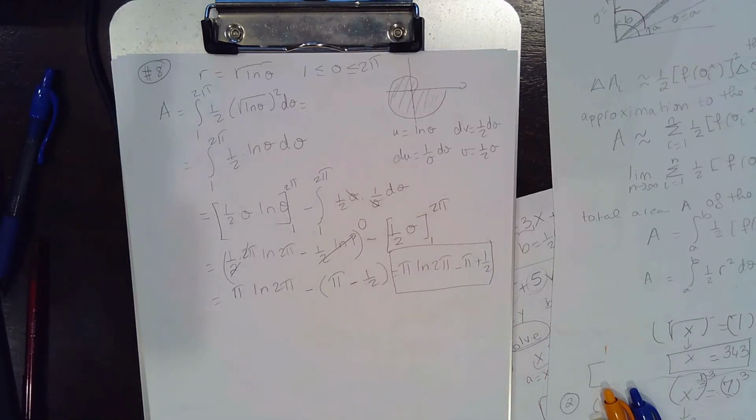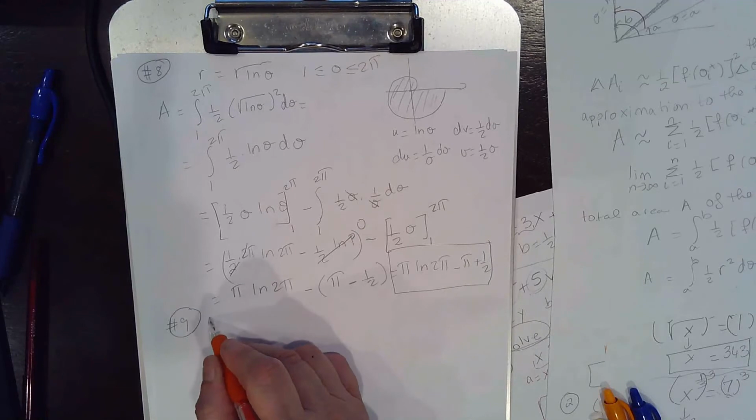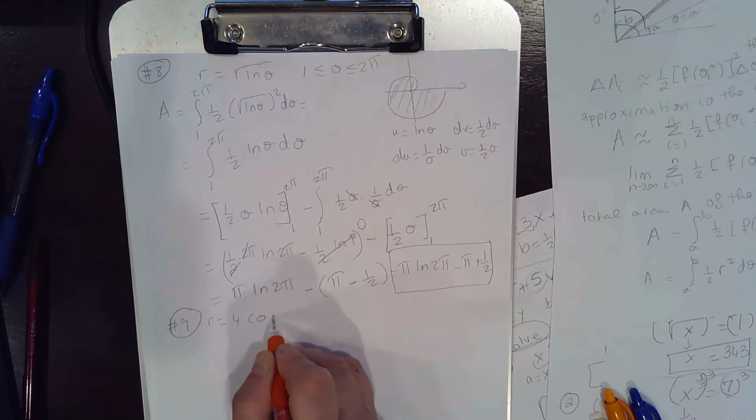We can also do one example where we can graph it ourselves. So we can do number 9. Number 9 is r equals 4 cosine theta.